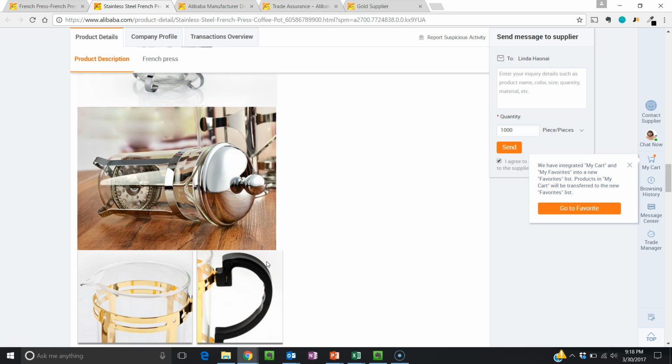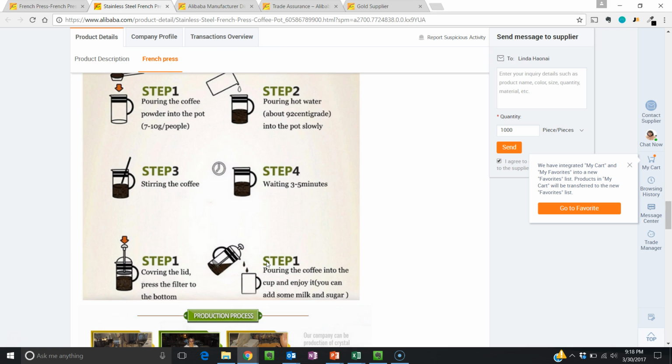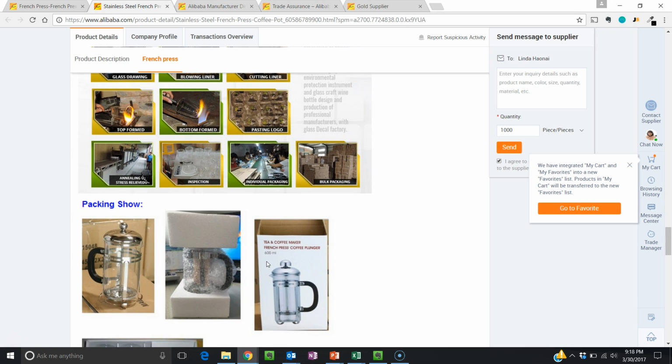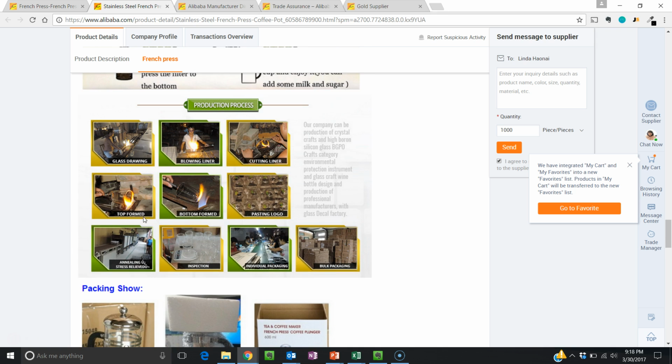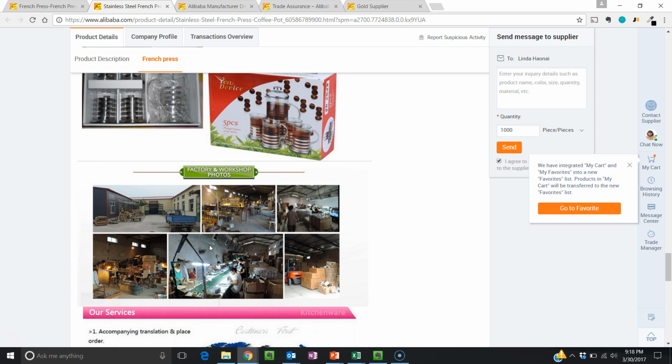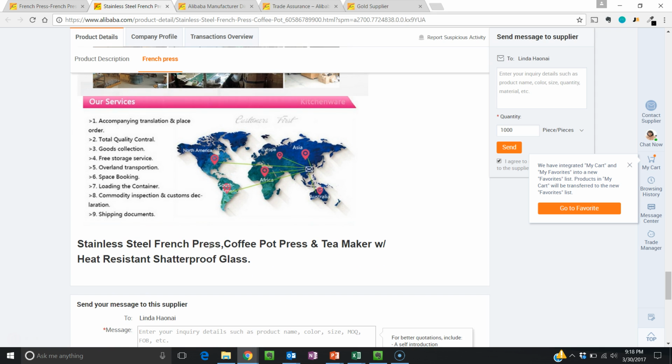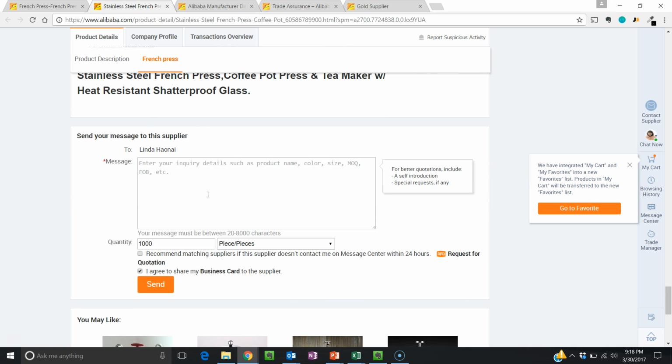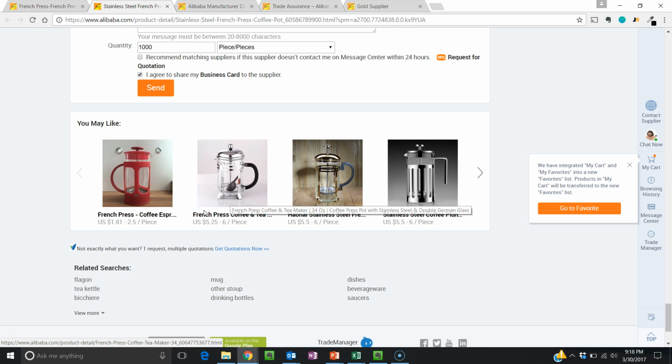So I scroll down. They've got all kinds of different pictures here. They'll look completely different. And usually there's something where they kind of brag about how they make the product itself. Scrolling down. This is one way. You could also message them here. Same as the other page I was on.